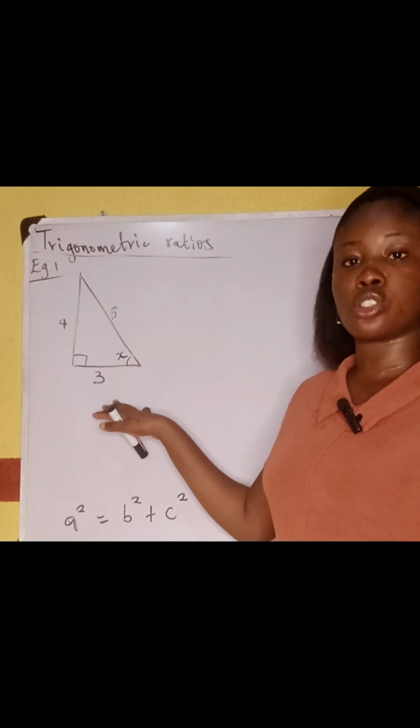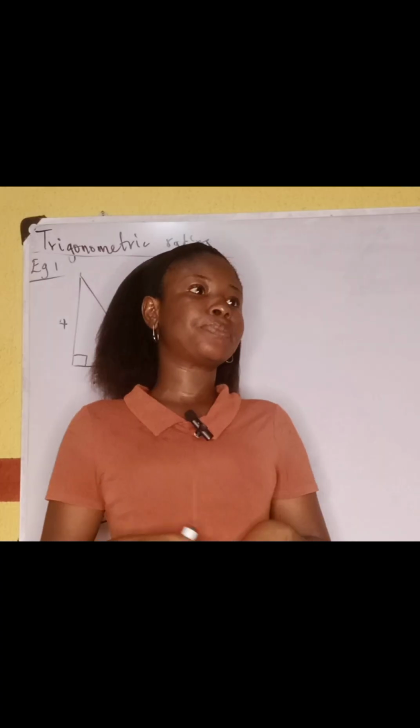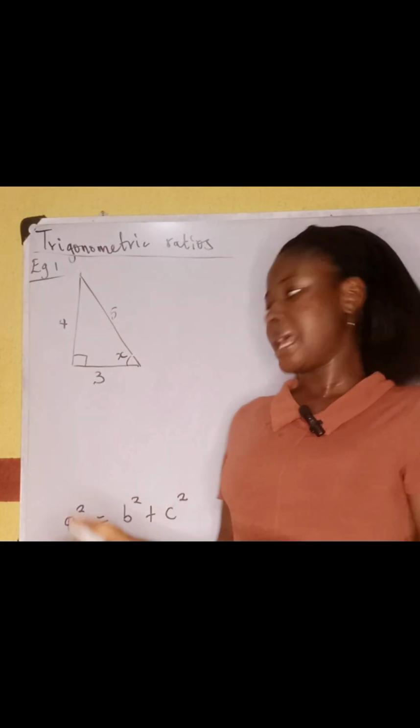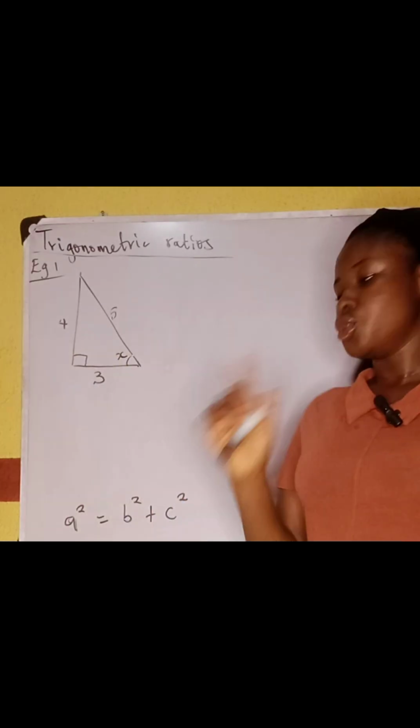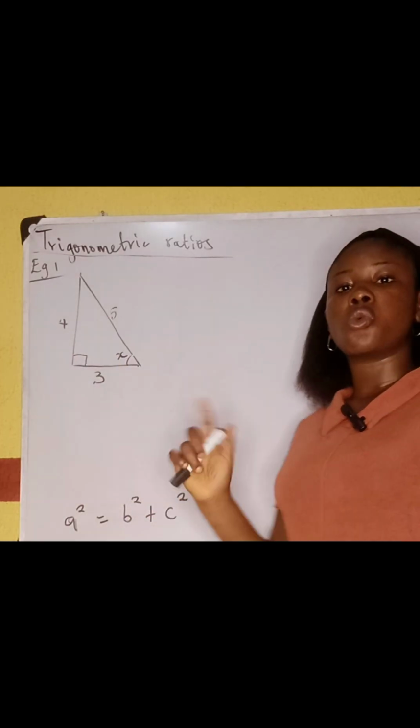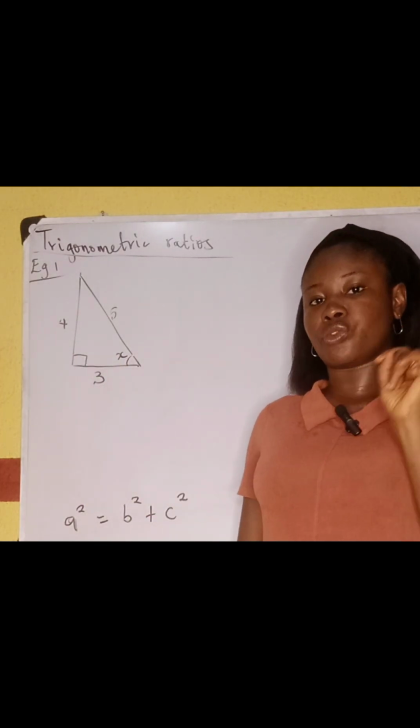Maybe in my next video I'm going to solve this problem. But let me say this now. When do you know when to use Pythagoras theorem or your trigonometric ratios? You use Pythagoras theorem when you have a missing side of a triangle.